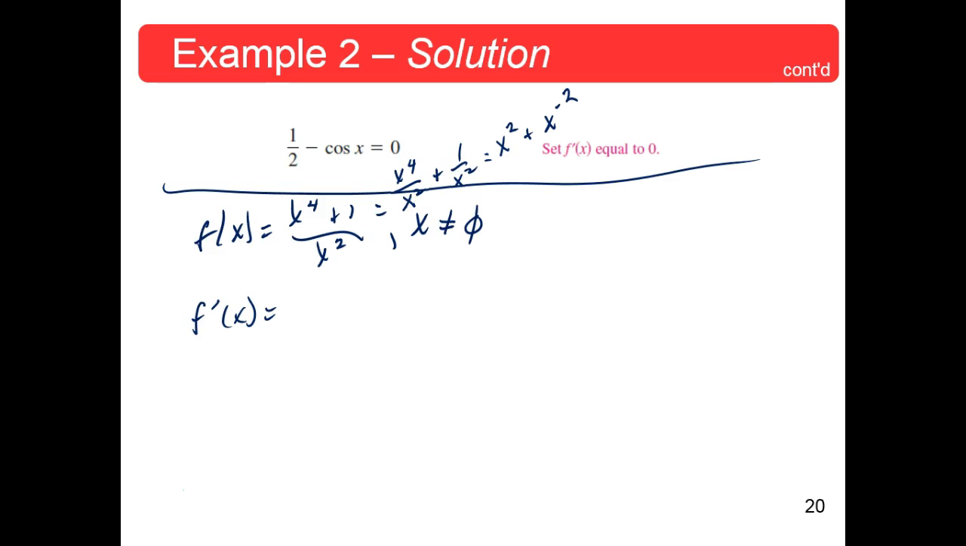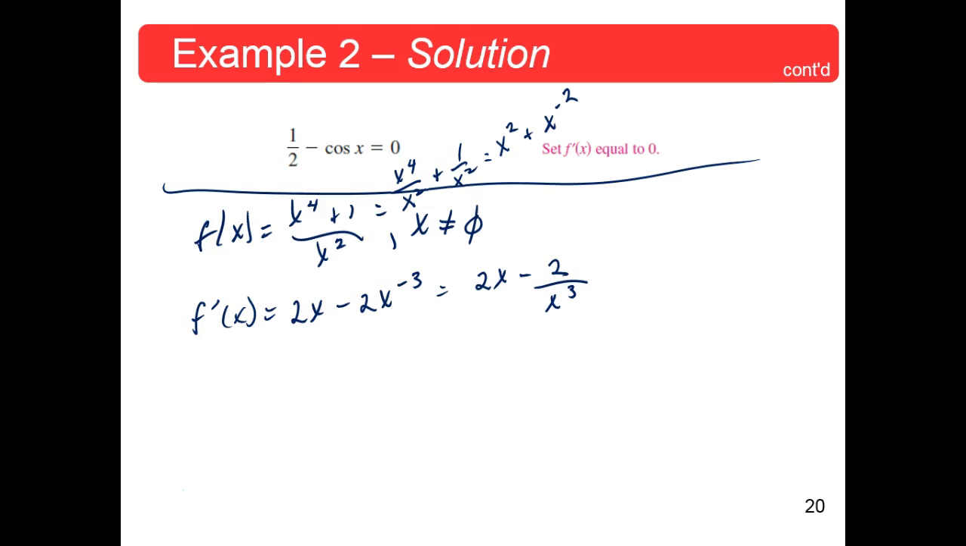Now, I would take a derivative of that. What would that be? 2x minus 2x to the negative 3. Perfect. Now rewrite that back like this: 2x minus 2 over x cubed.